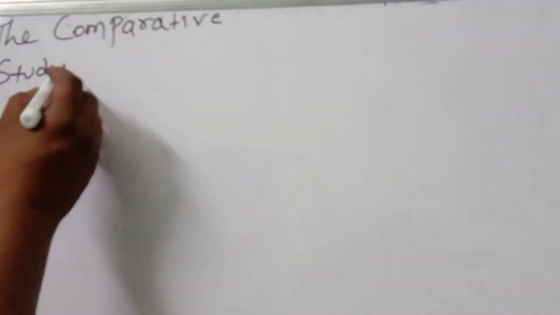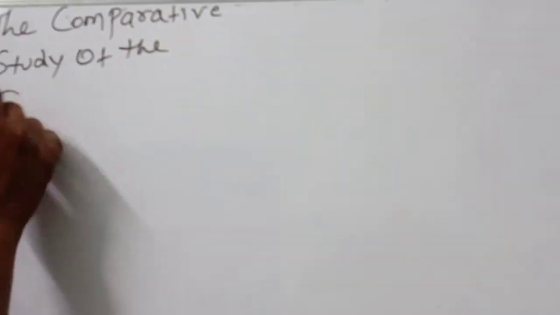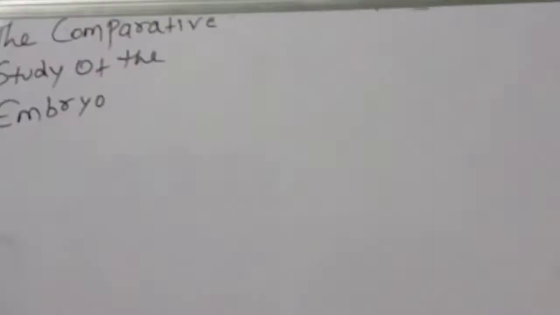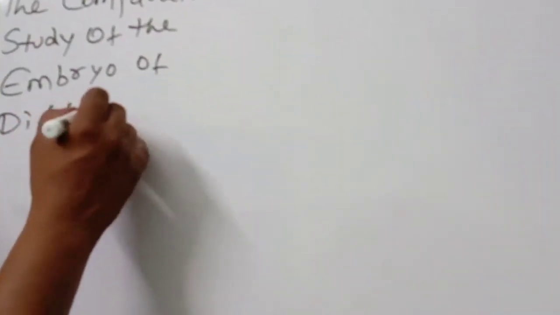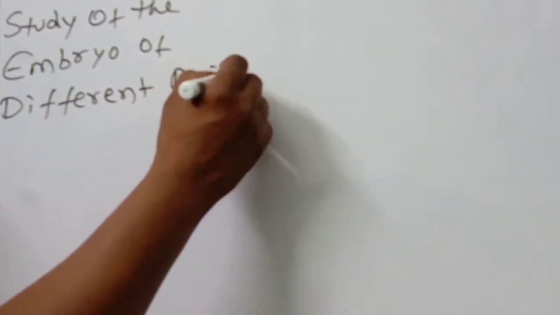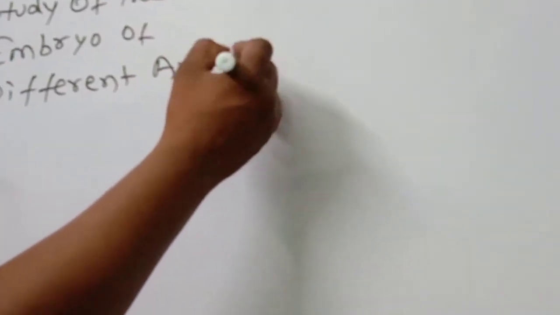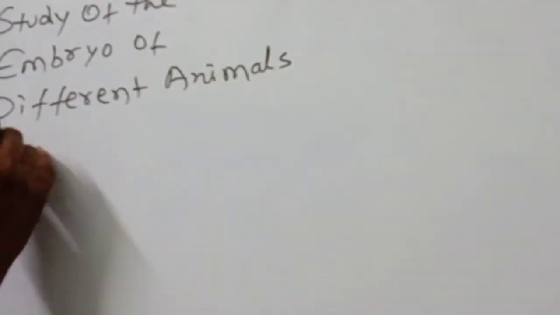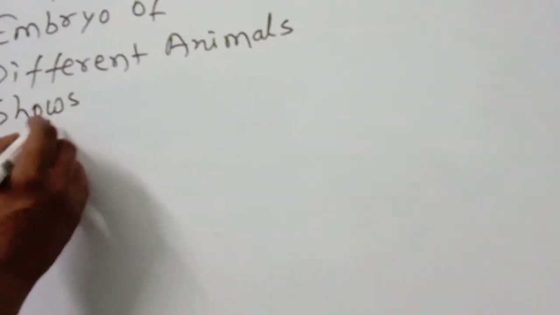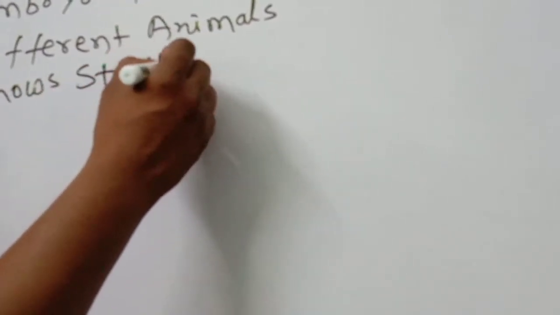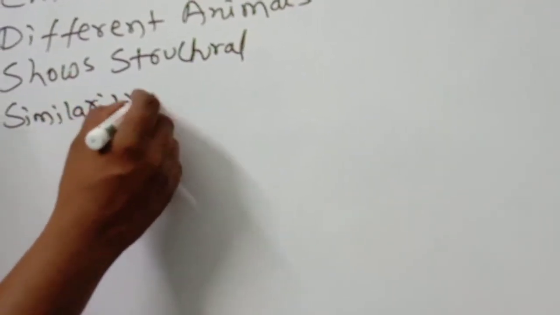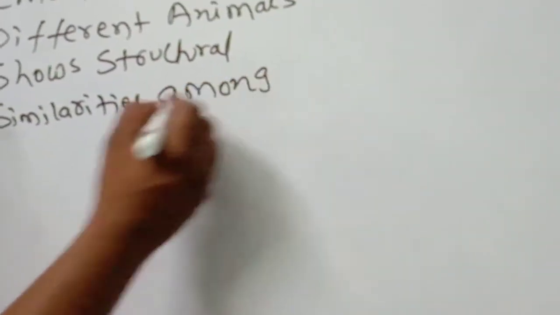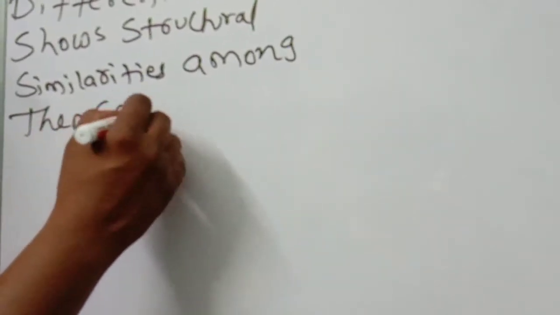Comparative study of the embryo of different animals. The embryos of different animals show what? Structural similarities. All embryos look similar among themselves. This is the word you have to remember.